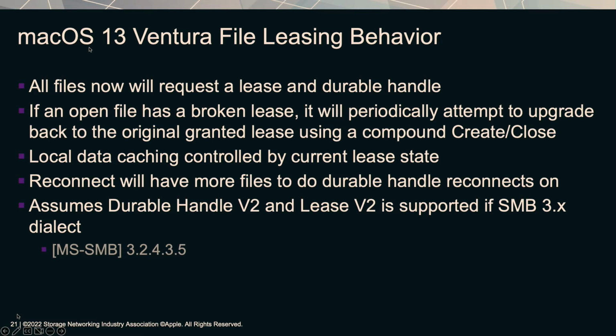Because we now do all files, that means when we do reconnect, we have a bunch of files to try and reconnect. And then we've now moved to the assumption that if you're SMB 3 or later, you're supposed to support durable handle V2 and lease V2. So we just automatically use it, okay?